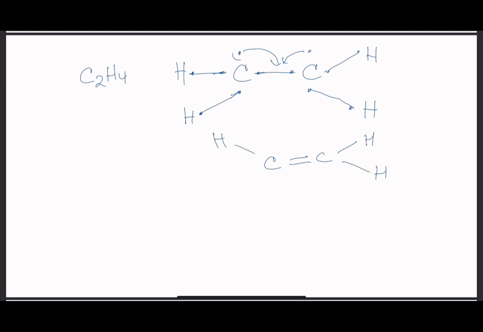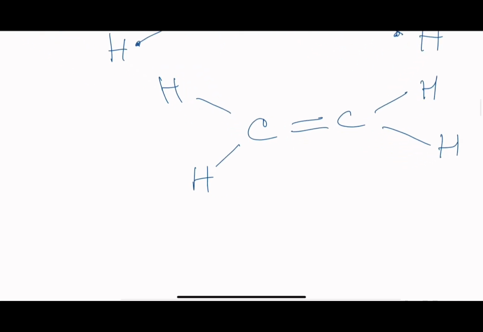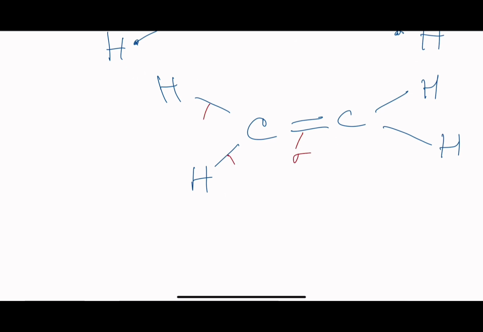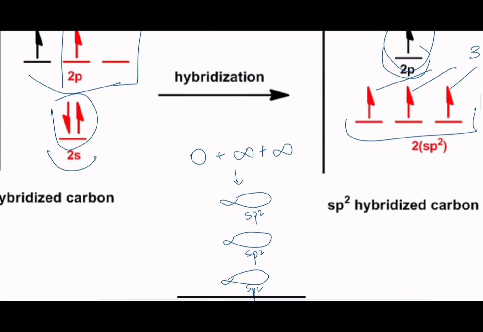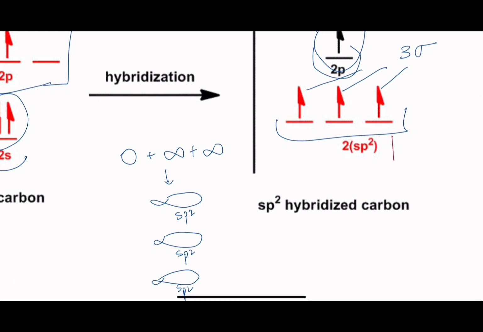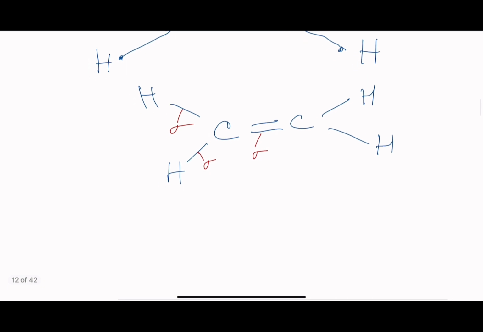So if you look at this carbon, I have 1, 2, and 3 sigma bonds, right? When I have 3 sigma bonds, what is my hybridization? It is sp2. So this carbon has sp2 hybridization, and same thing with this one. If you look at this carbon, I got 1 sigma, 2, and 3. So this is sp2 hybridization too. And this remaining orbital is for pi bonding.